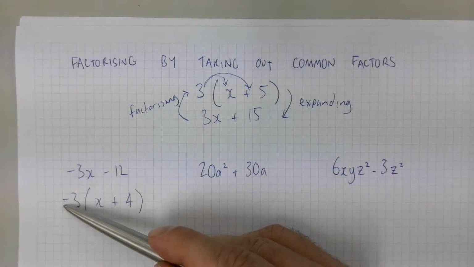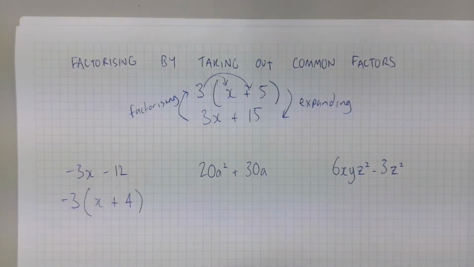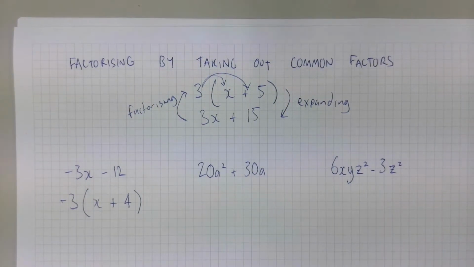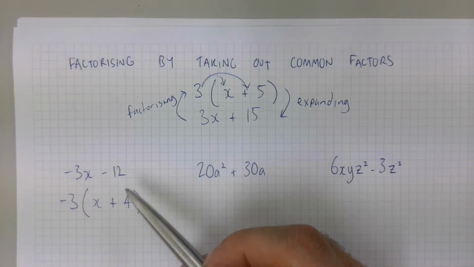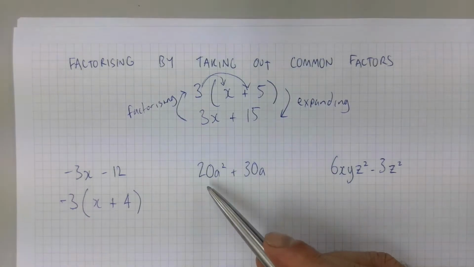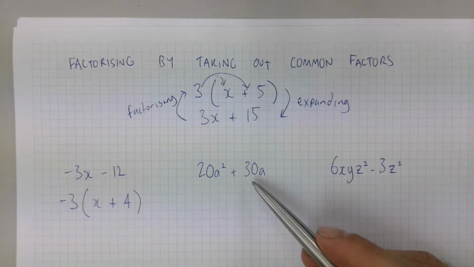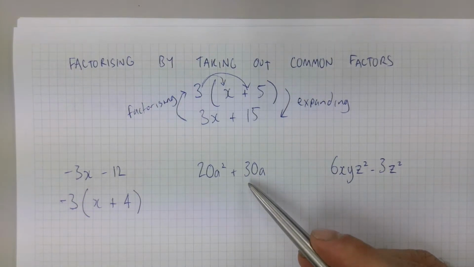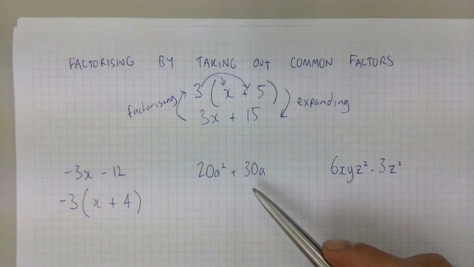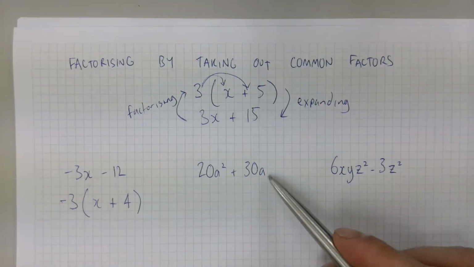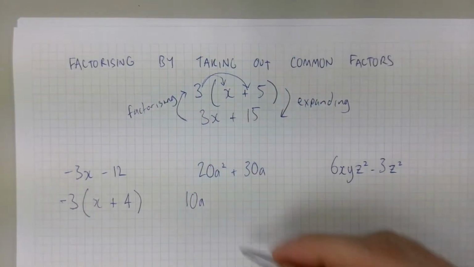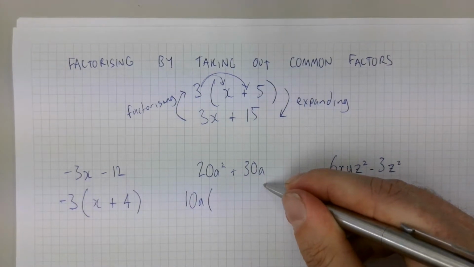If you can, always try and get that minus sign on the outside, especially if it's common between the 2 terms we have in our original expression. Alright, let's look at the second expression. Again, 2 terms, 20a squared plus 30a. So common factor between these 2 terms is 10, but also the a. A is common to both terms. So we're going to put out the front 10a, set up our brackets.